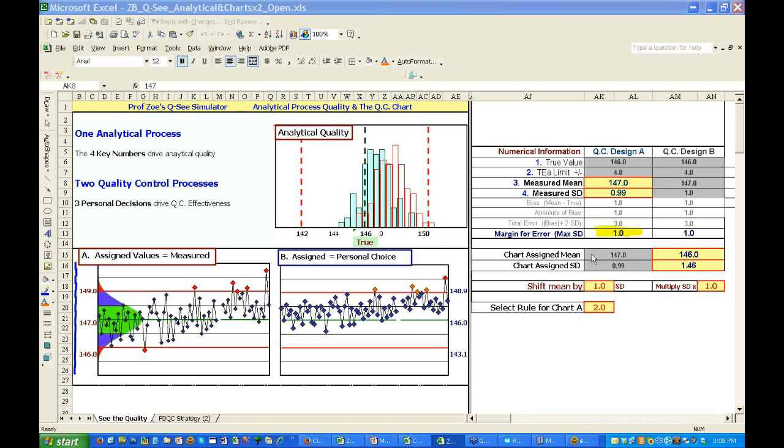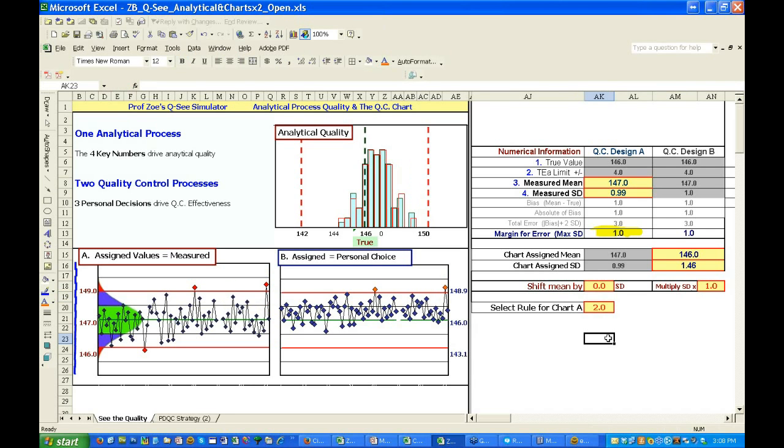Are you going to change? You've still got a margin for error of 1. Your method is acceptable. Do you want to change the assigned mean to 147? Well, I now have a new population from the old population. My old population had a measured mean of 146.4, I believe, and now I have a new population. So a new population is emerging.